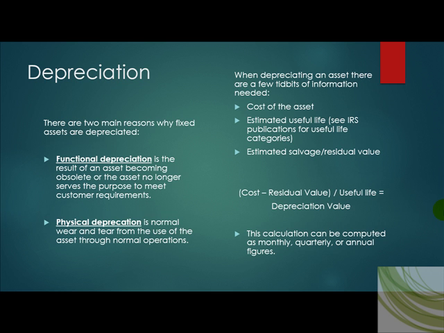When depreciating an asset, there are a few tidbits of information needed. First, we need to know the cost of the asset. Second, we need to know the estimated useful life. And third, we need to know the estimated salvage/residual value. The basic formula for calculating depreciation is cost minus residual value divided by the useful life equals the depreciation value. This calculation can be computed as monthly, quarterly, or annual figures.